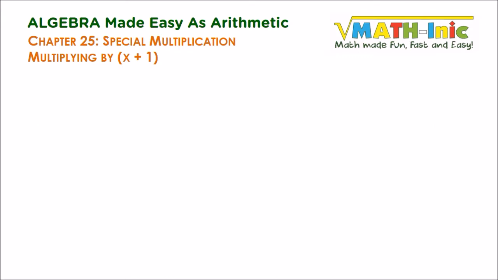Chapter 25, Special Multiplication, Multiplying by x plus 1. If you think of x as 10, then multiplying by x plus 1 is similar to multiplying by 11. We can therefore use the technique that we used previously in multiplying by 11 to multiply by x plus 1. Let's take a look at an example.